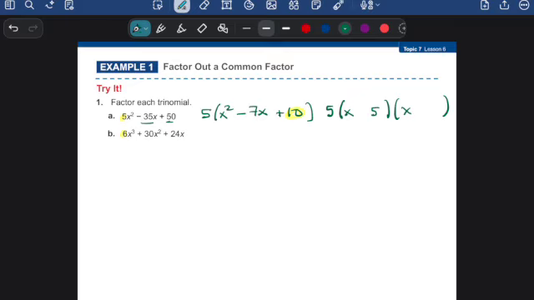But I have to have a negative, so then these both need to be negative. If I do negative 5 times negative 2, I get positive 10. And if I do negative 2x plus negative 5x, I do get negative 7x.